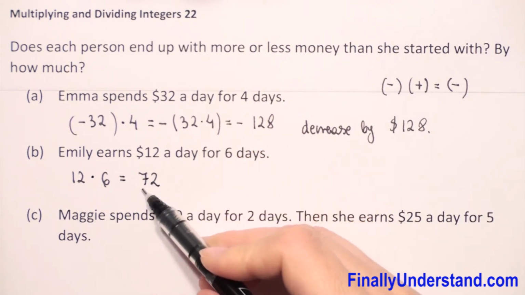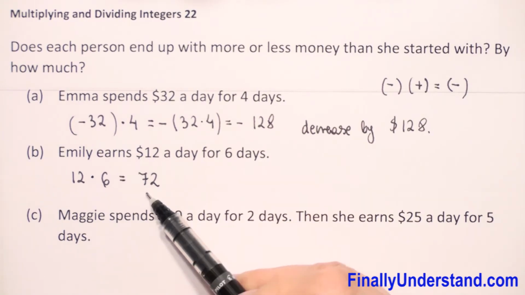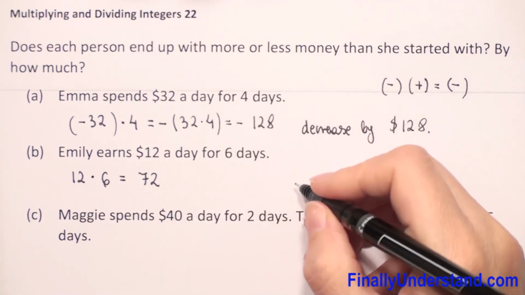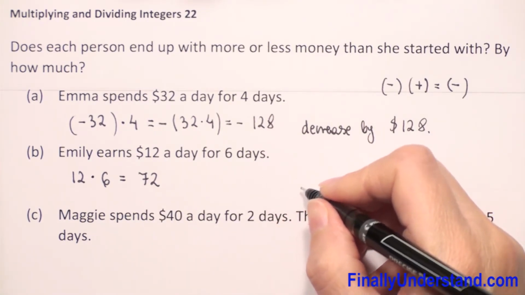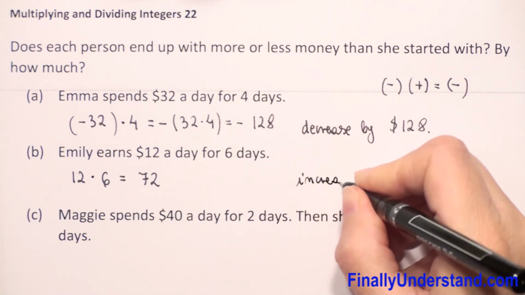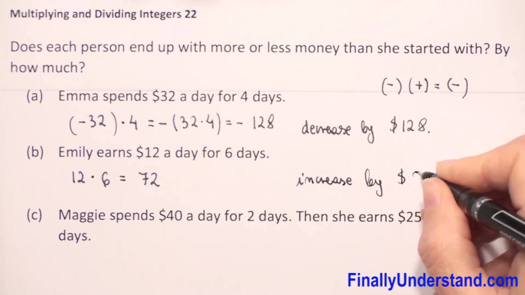We got a positive number, so it means that she now has more money, and she has 72 more dollars. So we can write that her amount increased by $72.